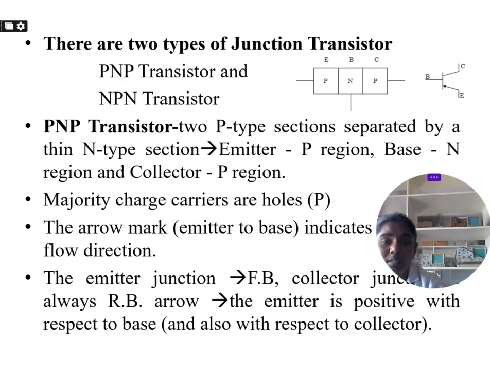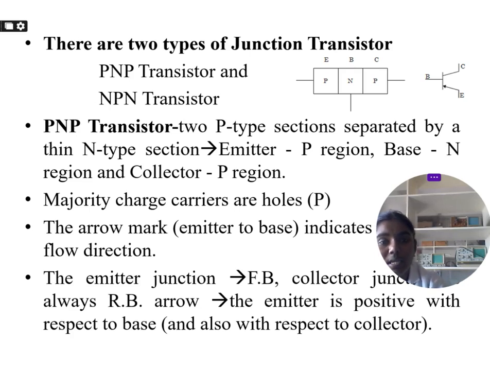Then there are two types of junction transistor: one is the PNP transistor, and the other is the NPN transistor. First we see the PNP transistor. PNP means two P-type sections separated by a thin N-type section. Both P-types are present at the corners and the N-type is present in the middle. So the emitter is the P region, the base is the N region, and the collector is the P region. This is the PNP transistor.